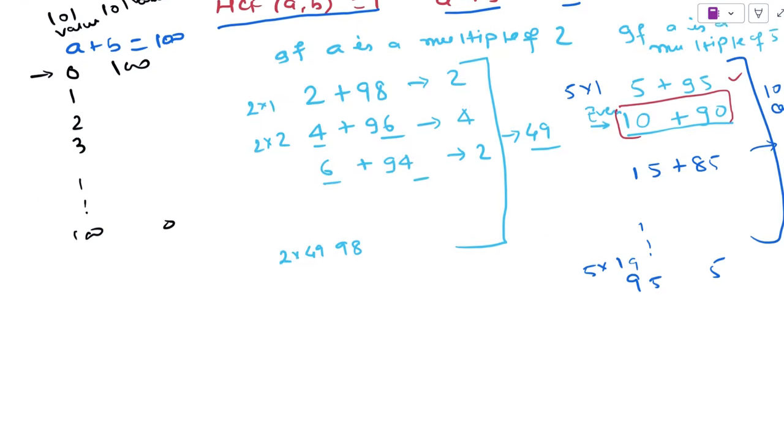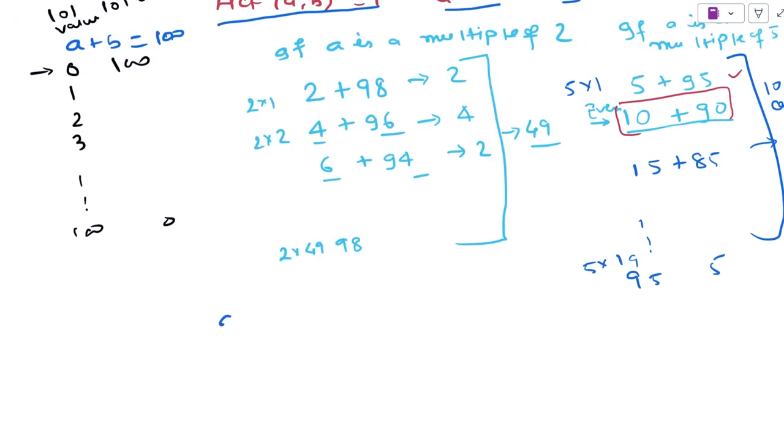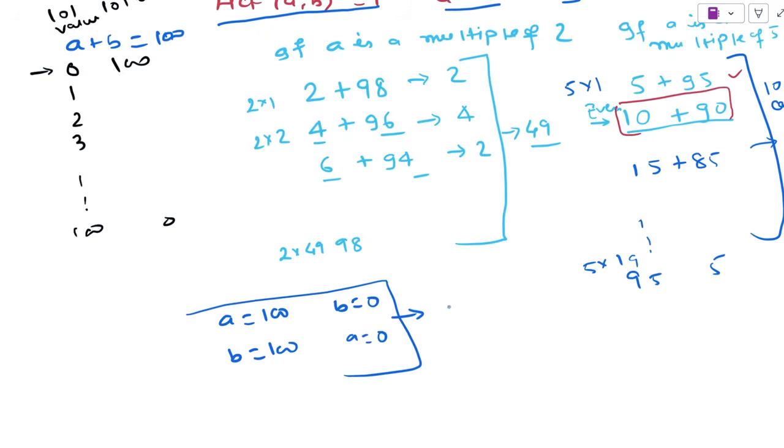And there are two cases where we will have a equal to 100 and b equal to 0, and b equal to 100 and a equal to 0. So these are two cases where again our GCD is not 1. In these cases, the GCD between a and b is 100. Just remember, because 0 can be written as 0 into 100. So these cases are also not coprime, right? So these two cases are also excluded.